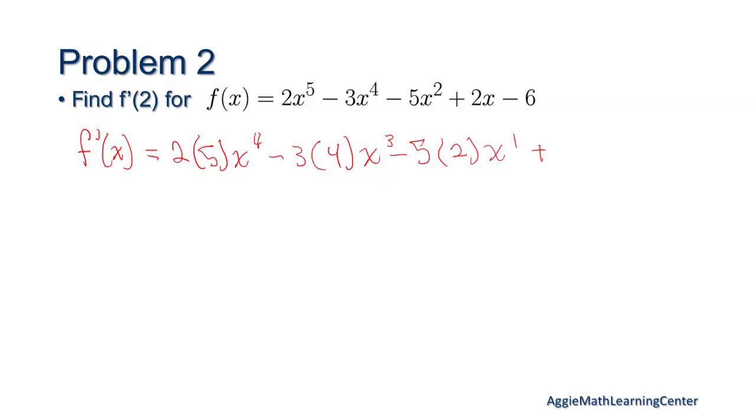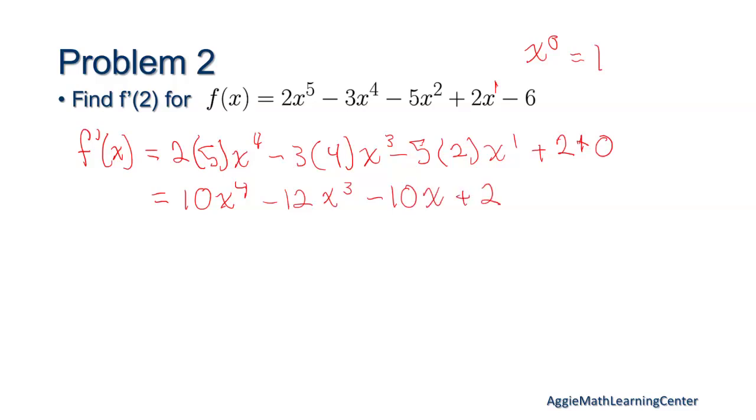Okay, and then what happens to our 2x minus 6? We'll have our 2 and then x to the 0, because this 2x right here is the power of 1, and you subtract 1, so it'll be 0. So we'll have x to the 0, which is just 1. Okay, so let's simplify this a little. So this will be 10x to the 4th minus 12x to the 3rd minus 10x plus 2.